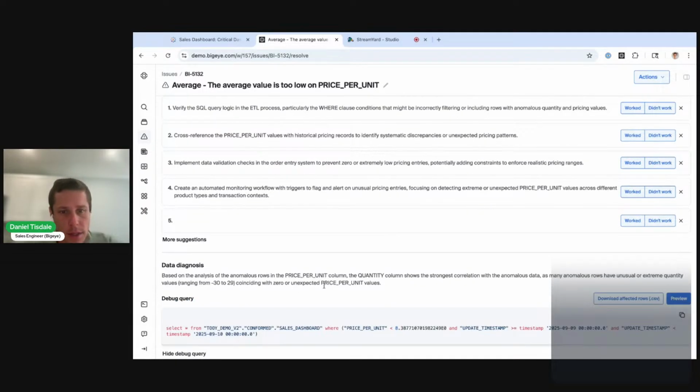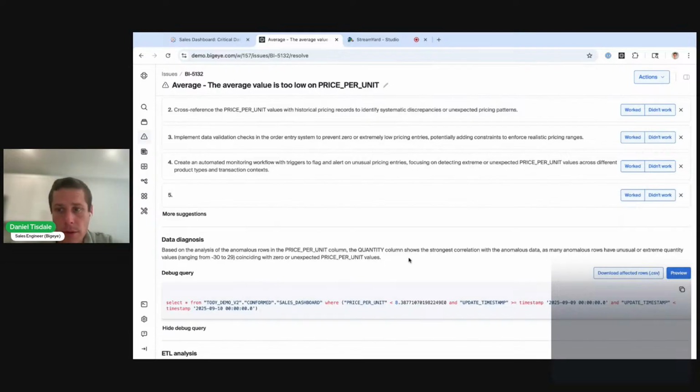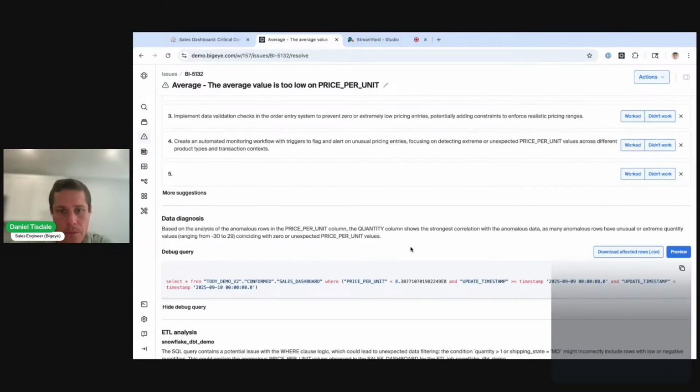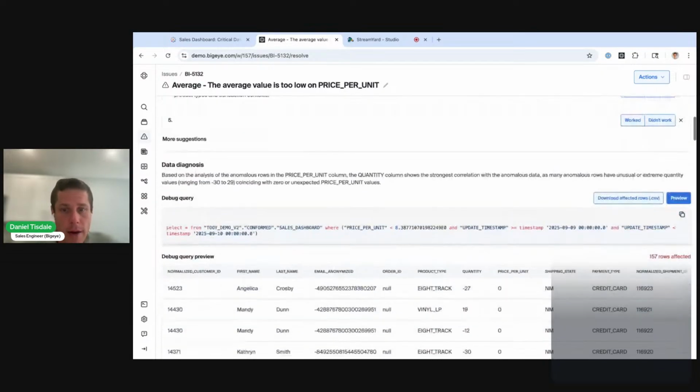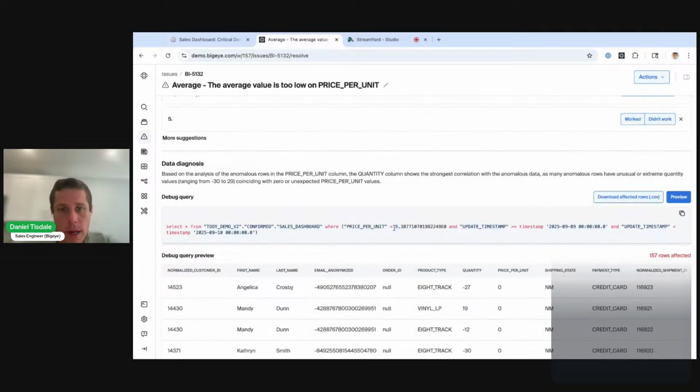Now, this data diagnosis section right here is how we're able to see where there's maybe a higher rate of anomalous records occurring in the table itself. This debug query, which I can easily copy and take into wherever that specific system is having an issue, is very, very helpful because it's just going to surface any of the records where the price per unit column value is lower than our lower bound threshold for this metric.